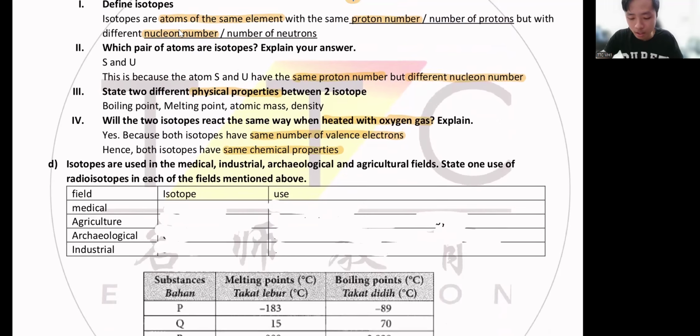Okay, then they might also ask for examples of isotopes and what their uses are. If they ask what the uses are, you can say, medical-wise, you have cobalt-60, the most common one, which is used to treat cancer. Then for agriculture, phosphorus-32. That one is used as a fertilizer for the absorption of plants.